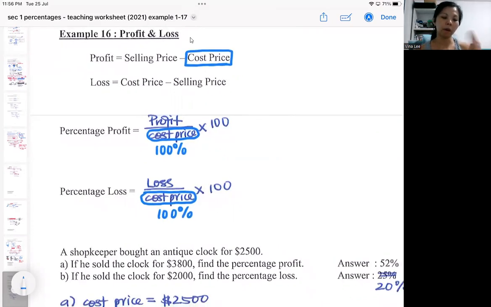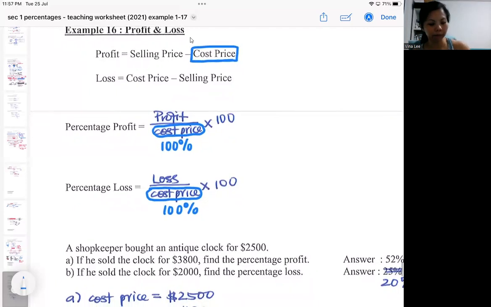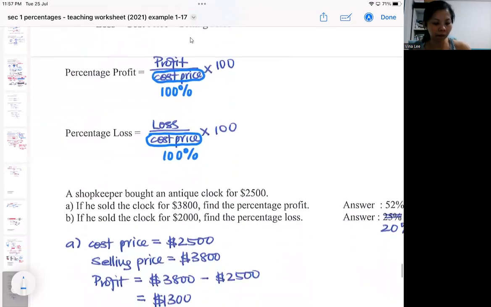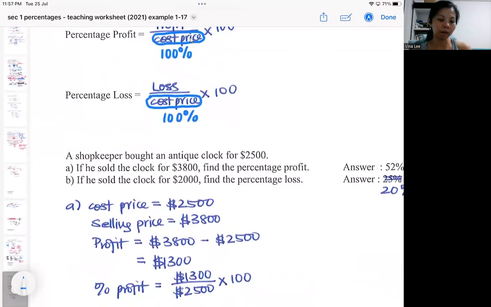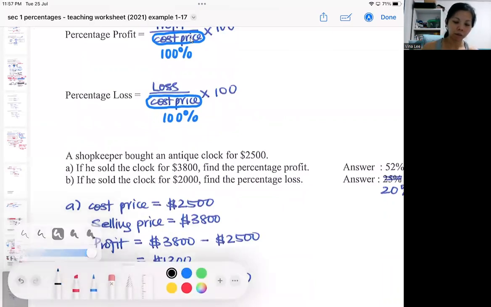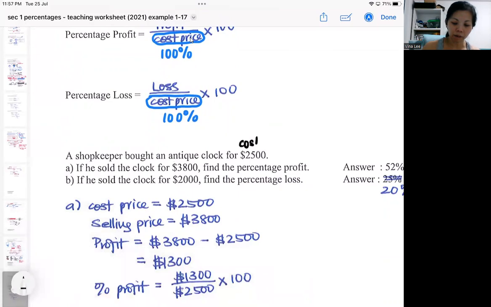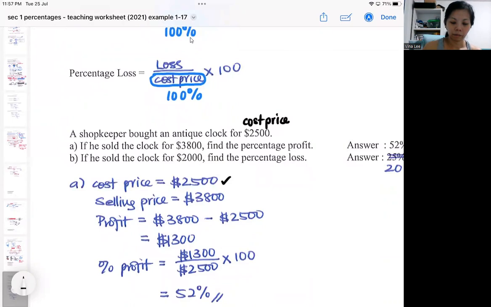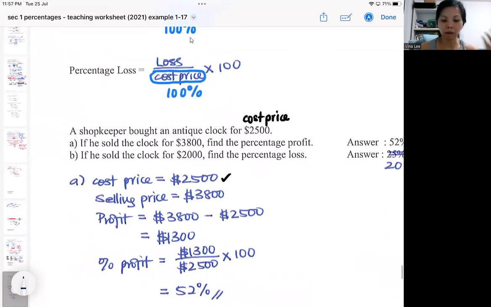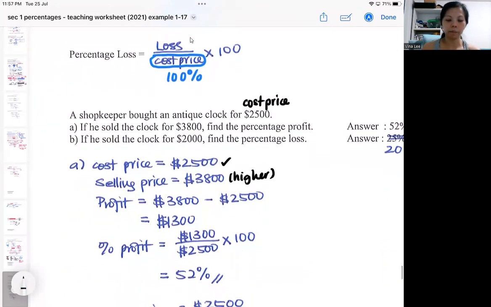Okay, so a profit will happen when the selling price is higher than the cost price. A loss will happen when the selling price is lower than the cost price. In a very simple example here, a shopkeeper bought an antique clock for 2005. That means this 2005 is actually the cost price. If he decides to sell the clock higher than the cost price, then he's going to earn a profit.